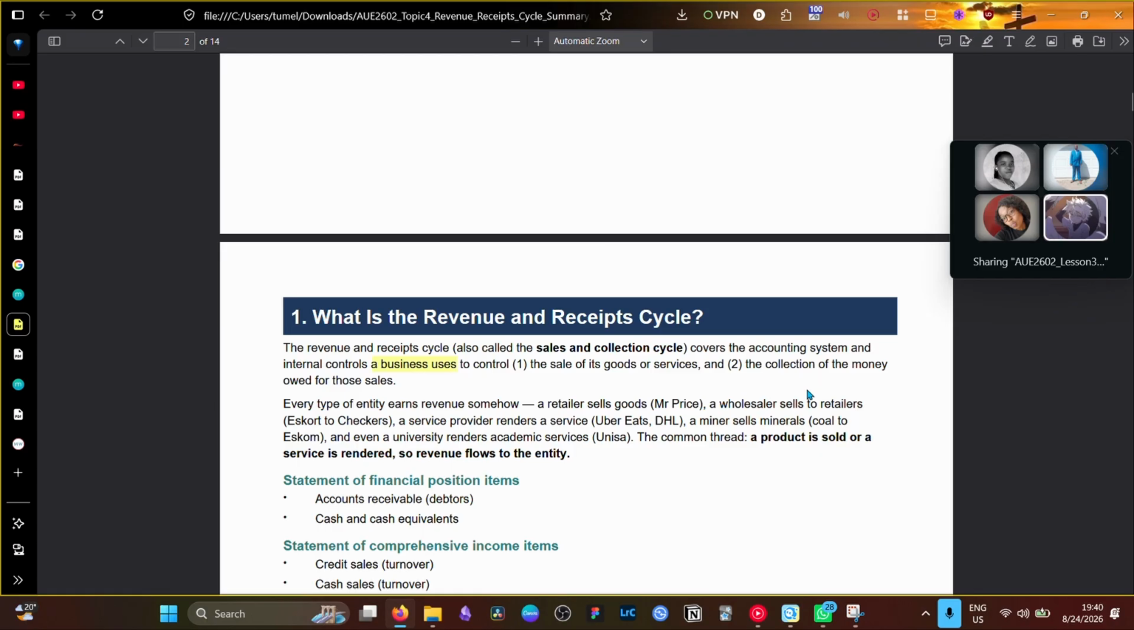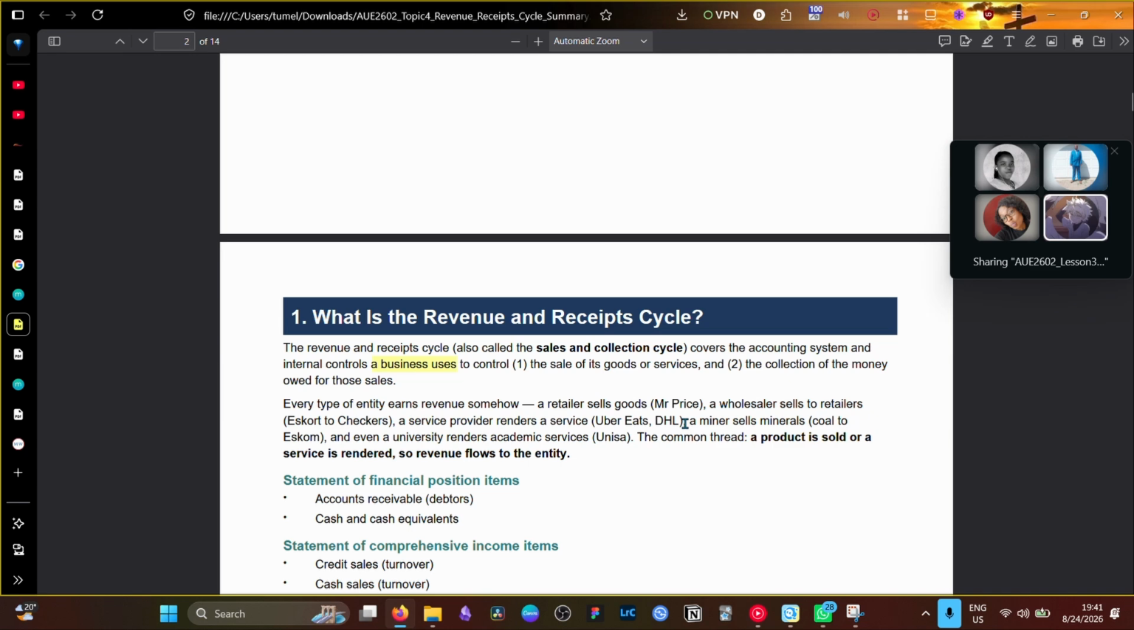Every type of entity earns revenue somehow. A retailer sells goods, for example Mr Price. A wholesaler sells to retailers, Makro to checkers. A service provider renders a service, like Uber Eats. Their service is to deliver food. That's their service.